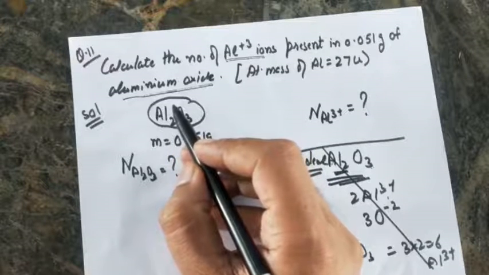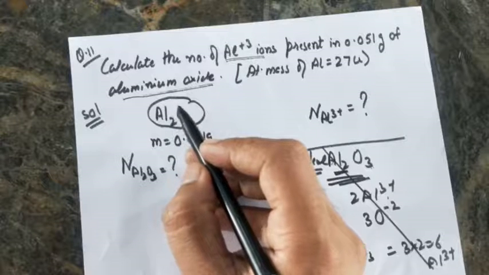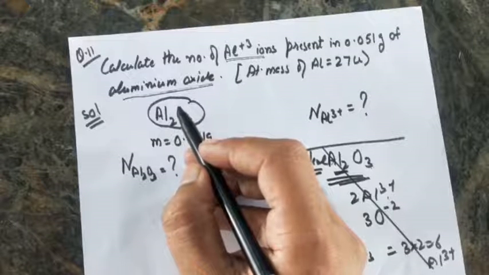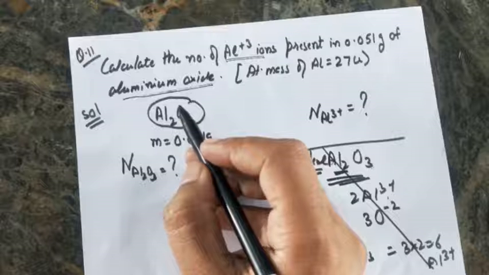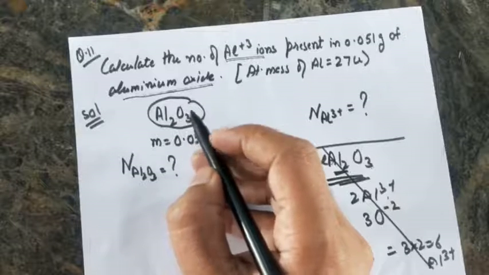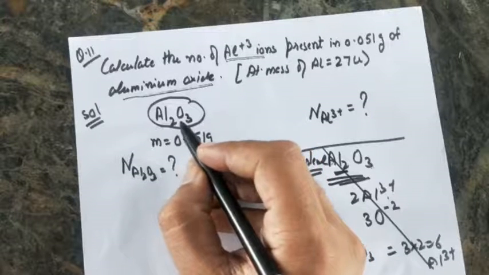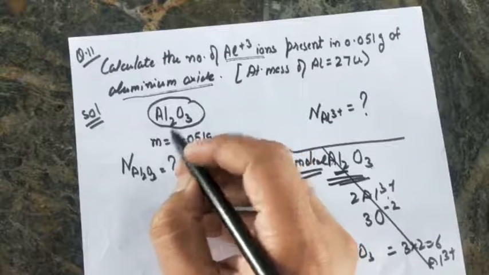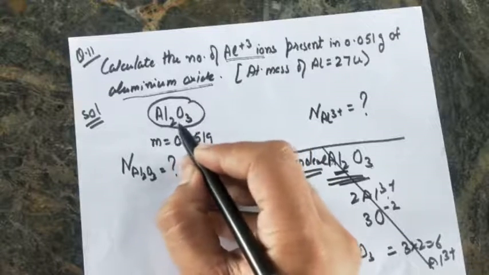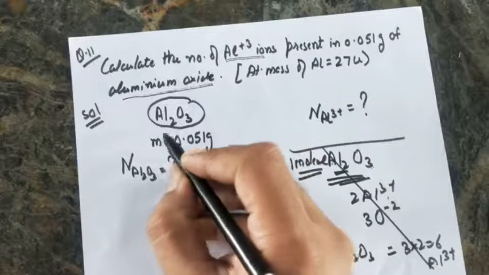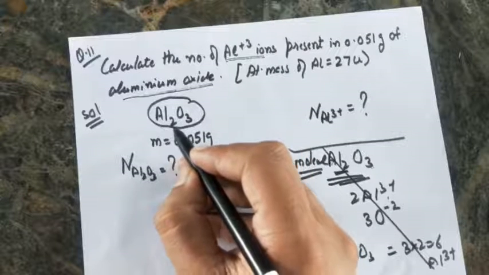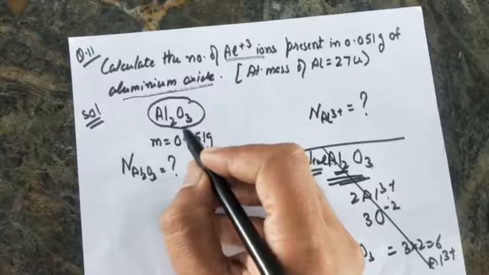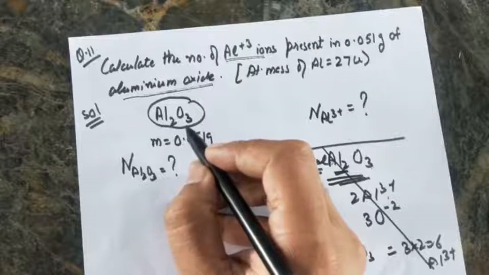If it is O2, then the number of moles, small n represents O2, capital N represents O2 molecules. Okay, and in this case it is Al2O3. That means small m represents mass of Al2O3, small n represents moles of Al2O3, capital N represents number of molecules of Al2O3. We cannot directly find the number of aluminium ions.